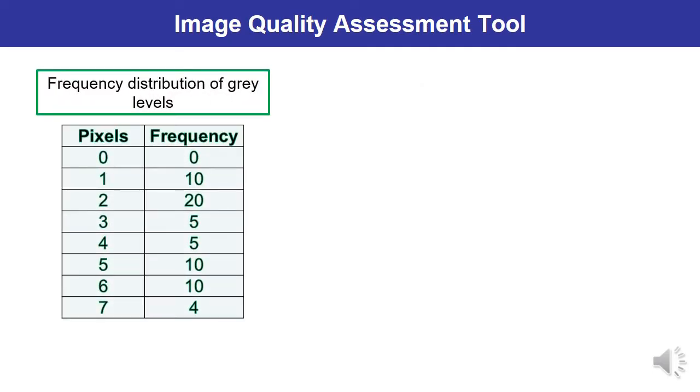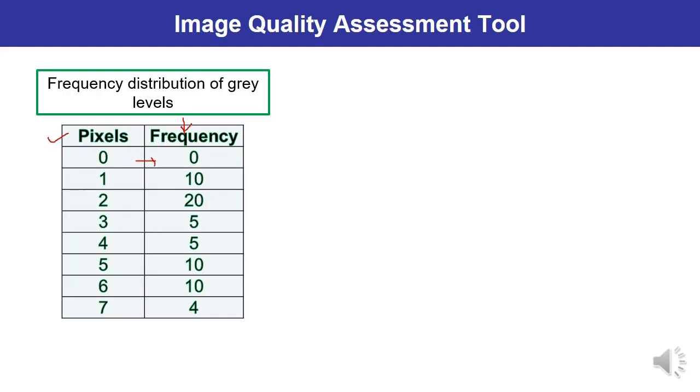From the given image, we have to make a table where we have to show the variation of pixels along with its frequency. What do you mean by this? In the given matrix, we have to observe the variation of pixels 0, 1, 2, 3, 4, 5, 6 and 7, meaning how many times that pixel is occurring, which shows the frequency. So there is no pixel 0, which means its frequency is 0.